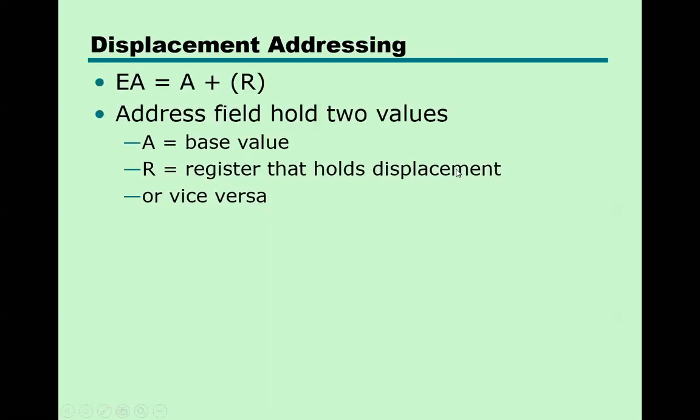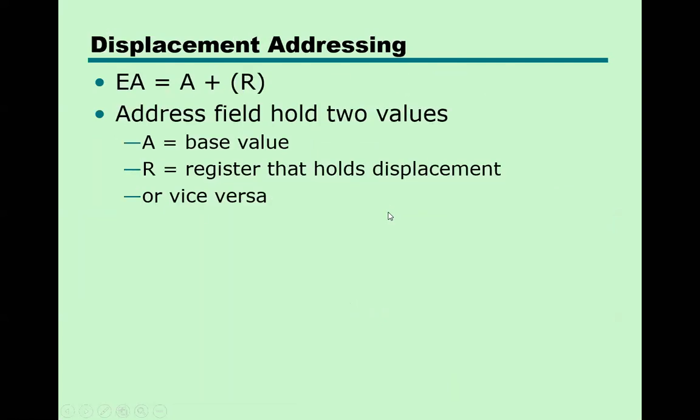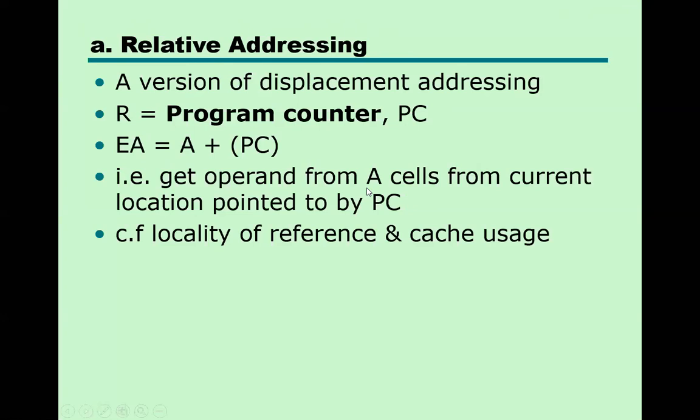So in displacement addressing, how can we calculate the effective address? The effective address is calculated by A plus R. R is indirect, and A is the current location. So the address field holds two values, that is the base value, and the second one is the register that holds a displacement. So this base value is added with the displacement, or vice versa, to get the effective address in displacement addressing.